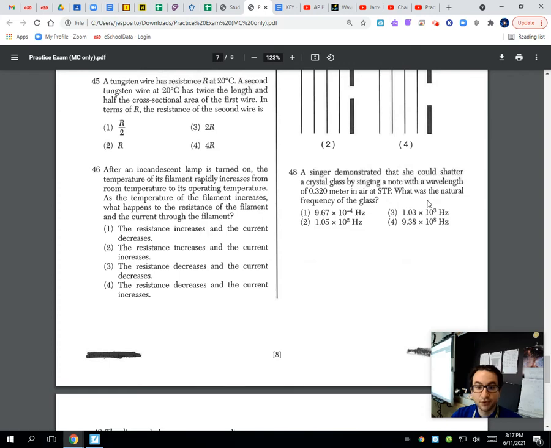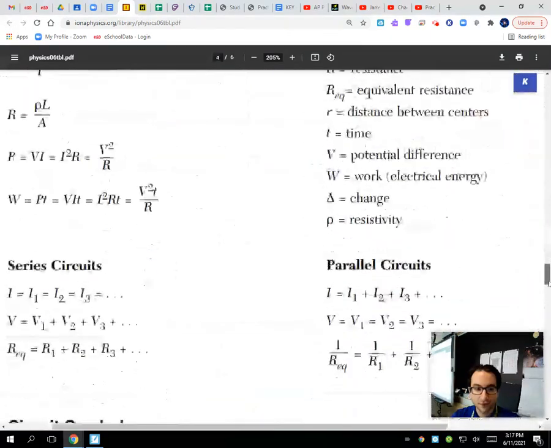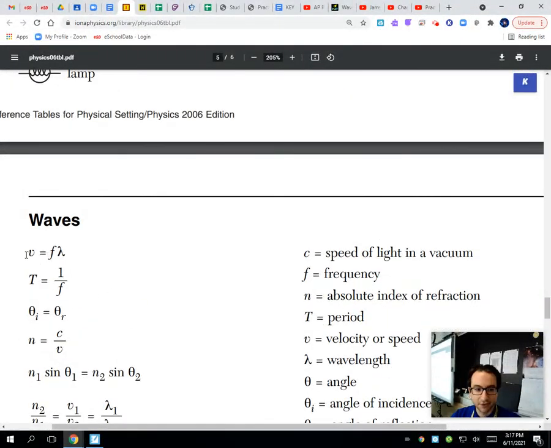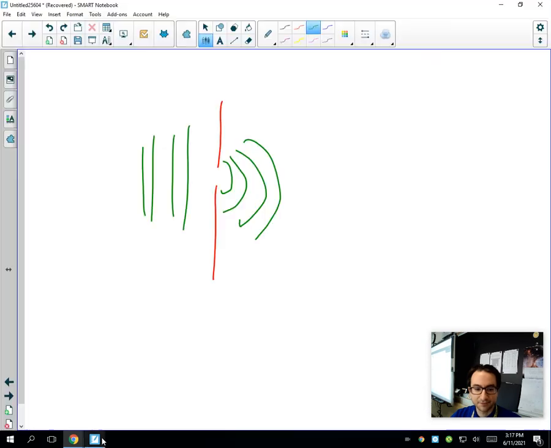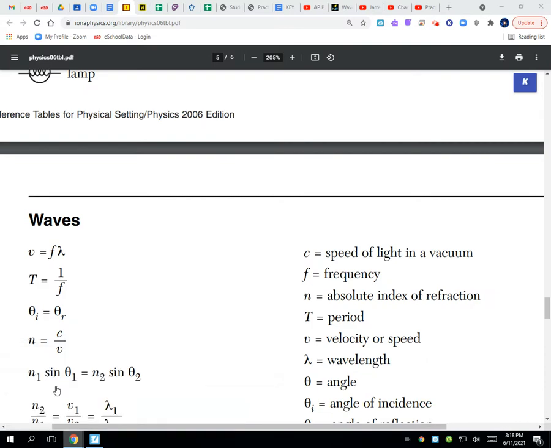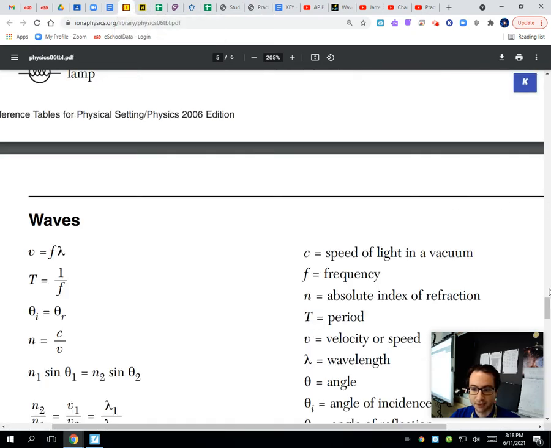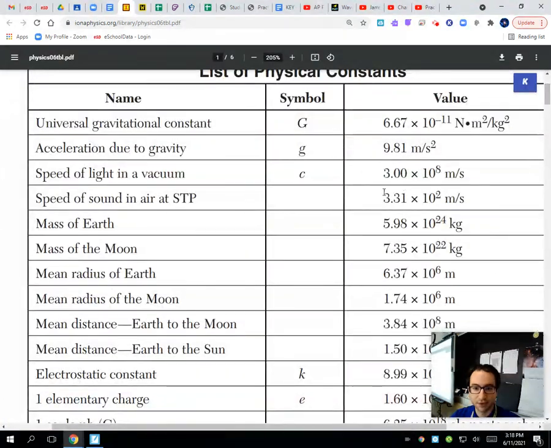So we'll have to simply use the wave velocity equation, which is the first and the default equation for waves. Bring it down to that page right here. V equals F times lambda. As long as we're using all proper units, we can use the equation with no problem. We've got 0.32 for our wavelength. The speed of sound, which we can go back and look up, is 331 meters per second.